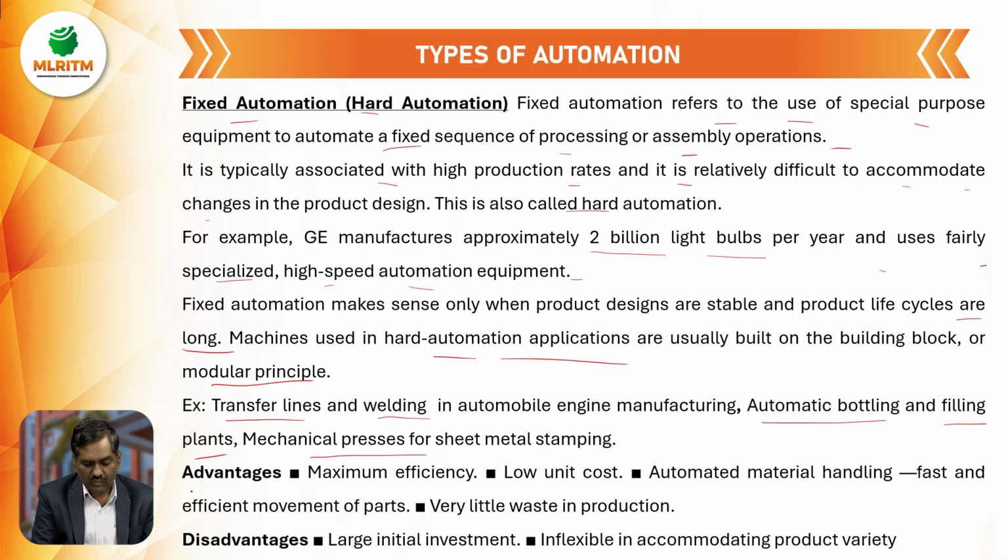And when we come to the advantages of fixed automation, these are maximum efficiency, low unit cost, automated material handling, fast and efficient movement of parts, and very little waste in production. Coming to the disadvantages: large initial investment, and inflexibility in accommodating product variety.